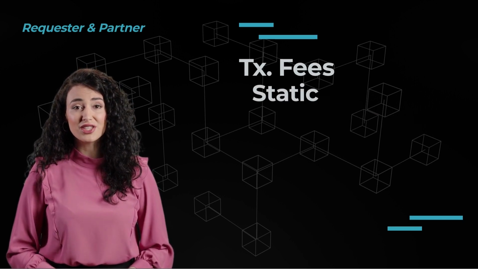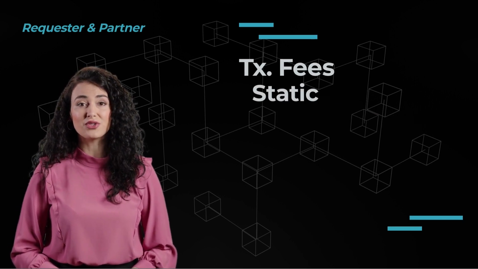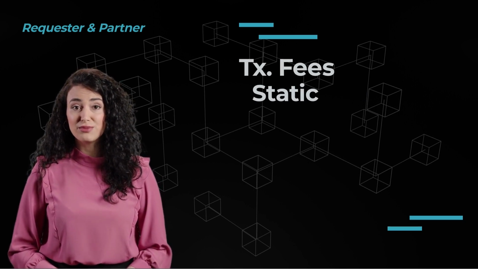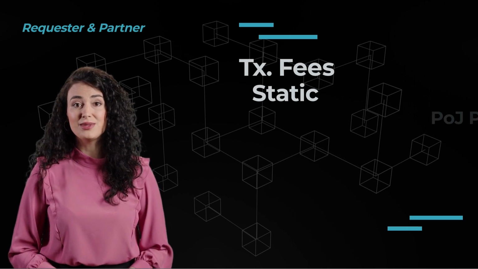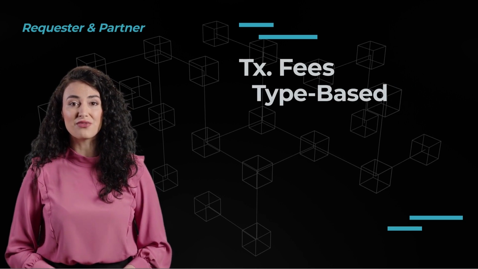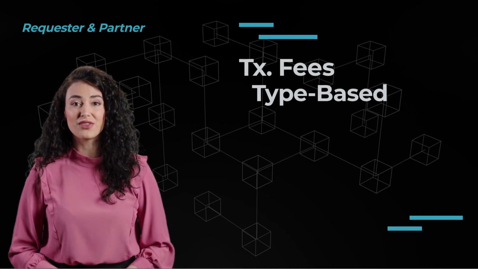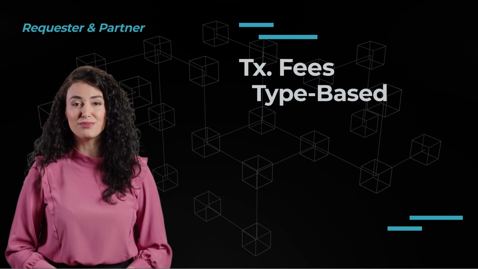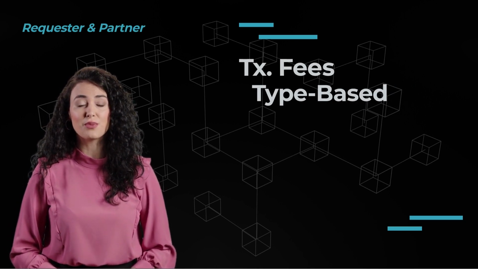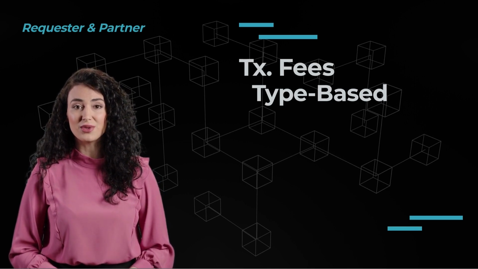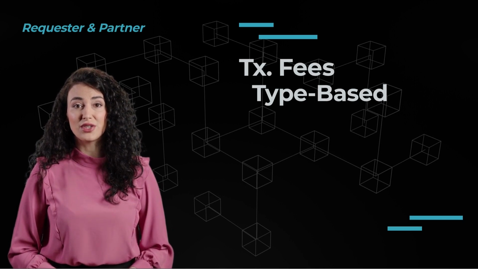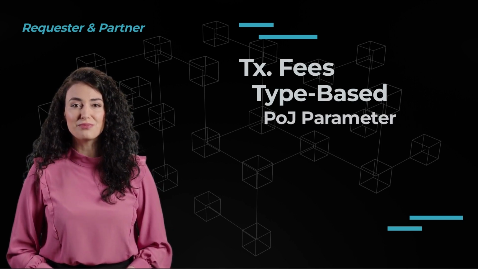The static transaction fee type is a type that requires transactions to have a static and unchanging fee. The fee could be, for example, a very low amount determined as a proof of justice parameter. The type-based transaction fee type is a type that requires different types of transactions to have different fees. For example, one type of transaction might have a fee of 1 coin, while another type might have a fee of 10 coins. The specific fees for each type of transaction are generally determined as proof of justice parameters.